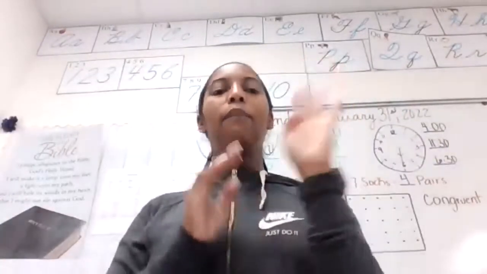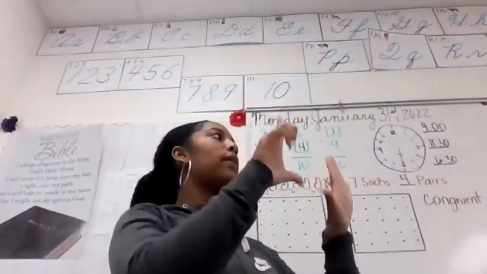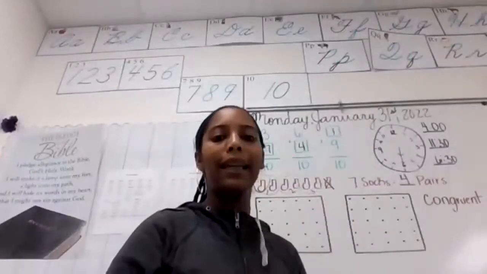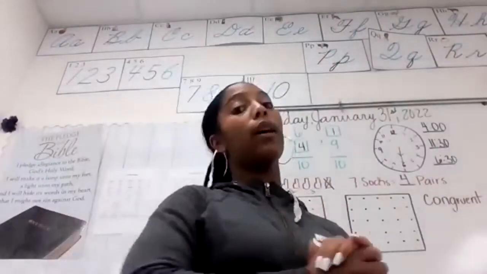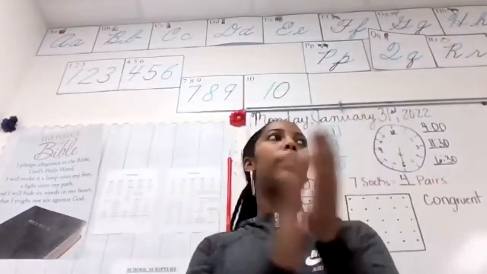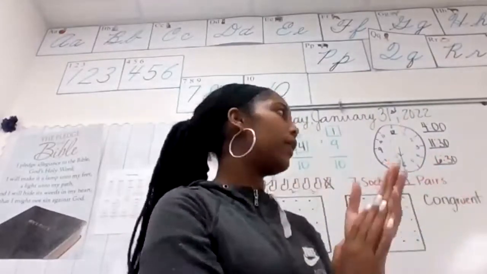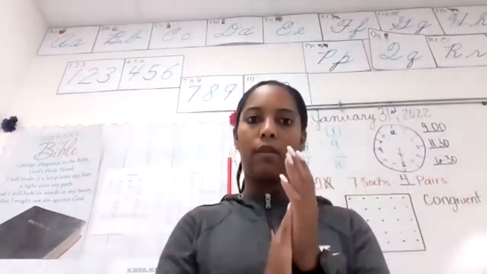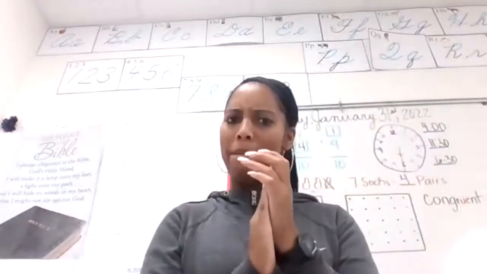Okay, let's do 4. I can count by 10s and I start with 4. 4, 14, 24, 34, 44, 54, 64, 74, 84, 94.